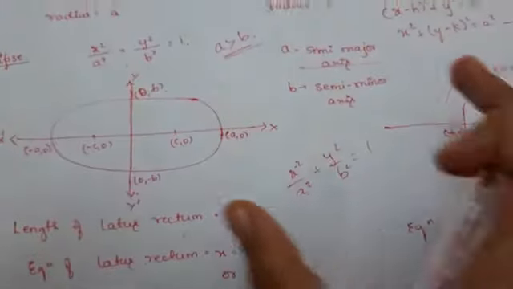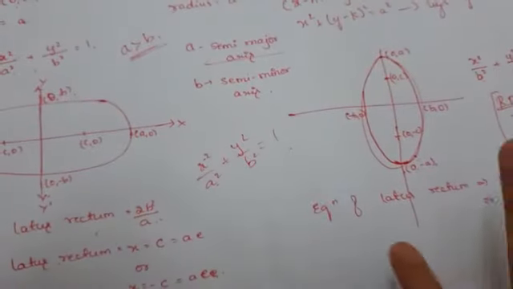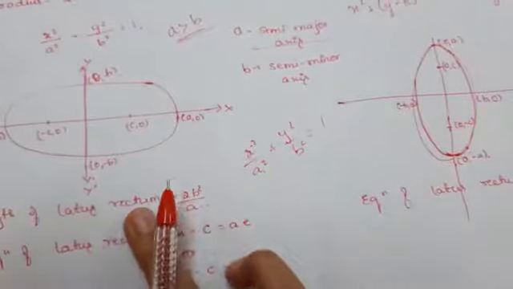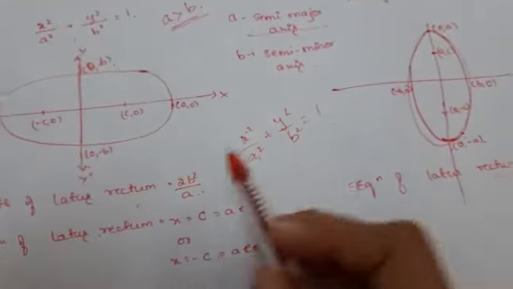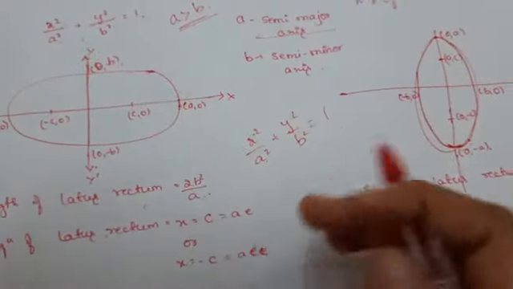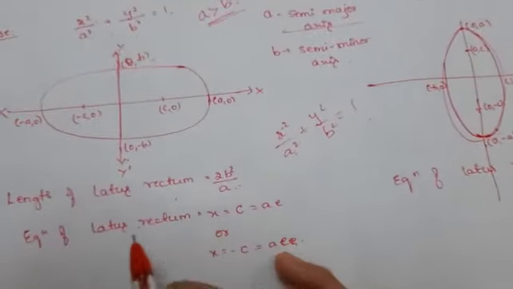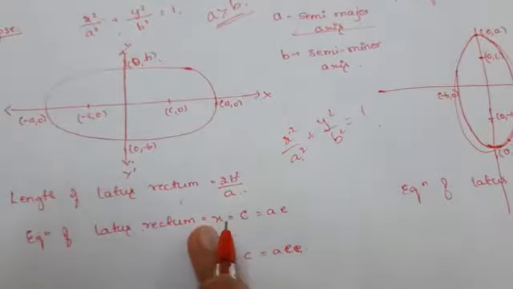So what is the use of writing these two types of forms? Our semi major axis and semi minor axis are not going to change, which means the equation of the latus rectum retains as it is. So here also 2b square by a, and here also 2b square by a itself, that is the length of the latus rectum. What is the equation of the latus rectum here?